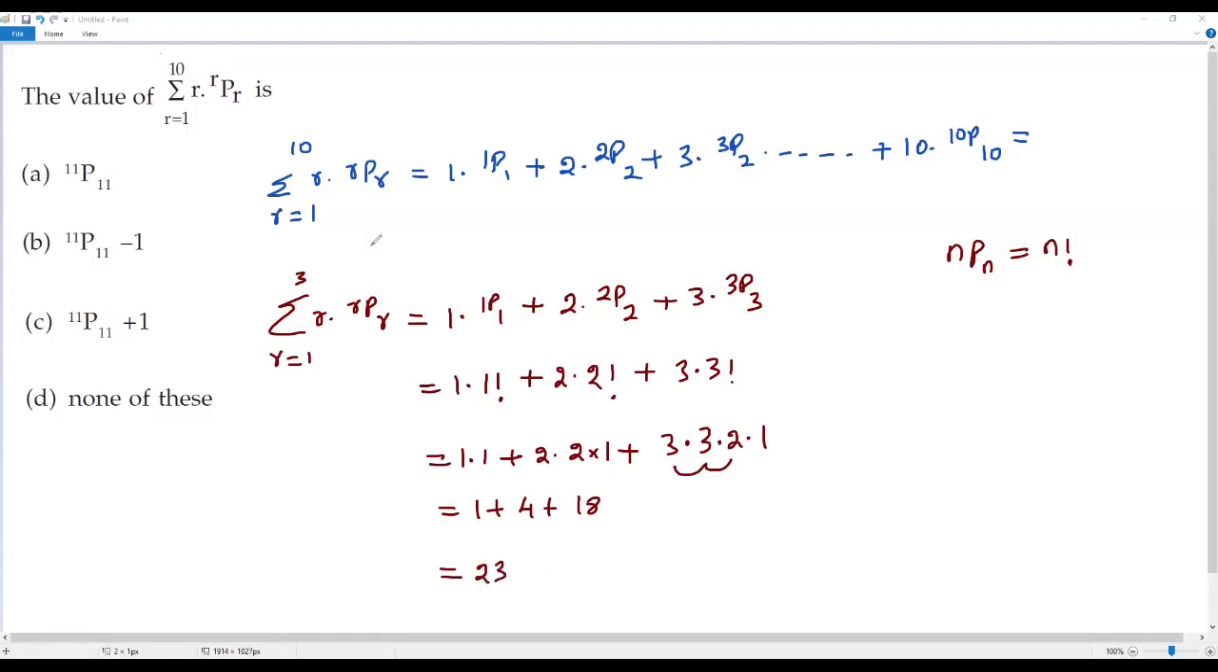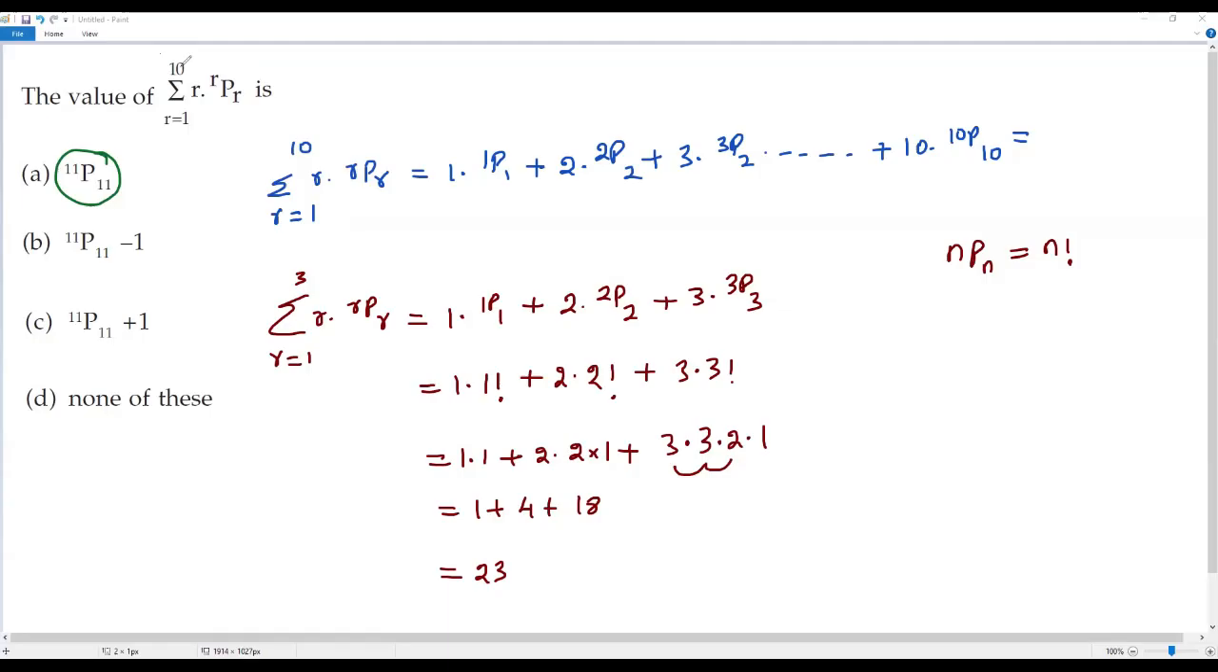Okay, when I evaluate the same series, taking the value for r up to 3, I got the result 23. Now, let me take the first answer choice. Comparing this and this, when the maximum value of r is 10, here we have 11. But in our case, the maximum value of r is 3. So for this series, what should be the value over here and here? It has to be 4.